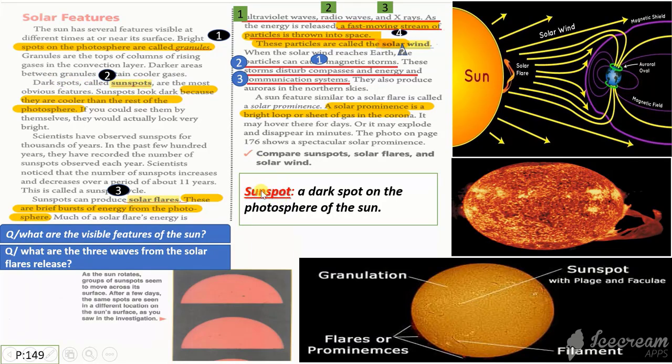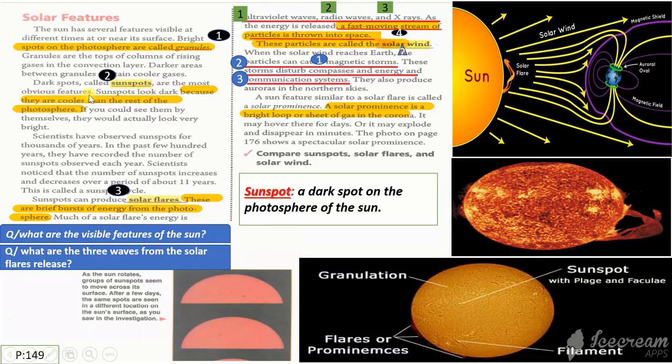Sunspot, what is a sunspot? A dark spot on the photosphere of the Sun.